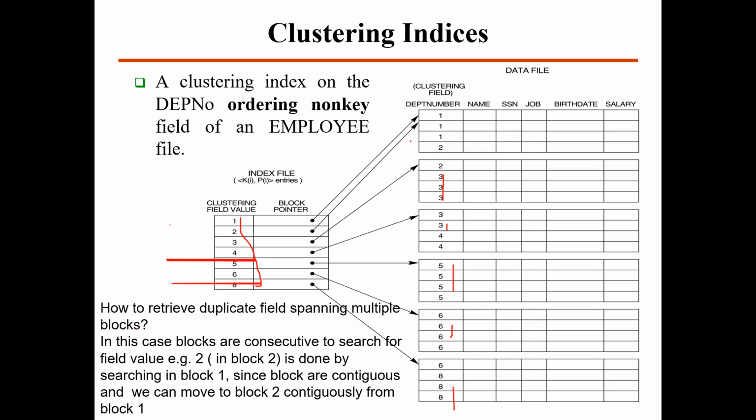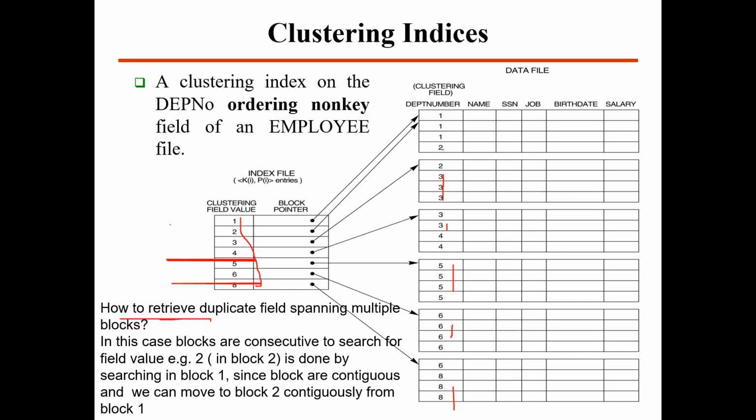So these pointers are pointing to the repeated cluster blocks, repeated groups, you can say. For example, we have a group of one, here we have a group of two, a group of three. So each pointer is linking the index entry with one group. Now the question comes, how do we retrieve a duplicate value?